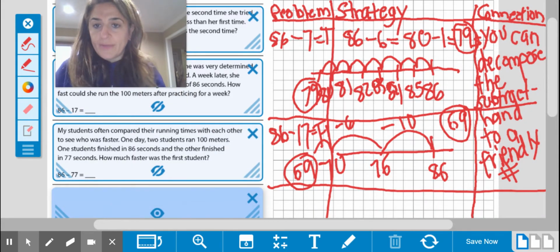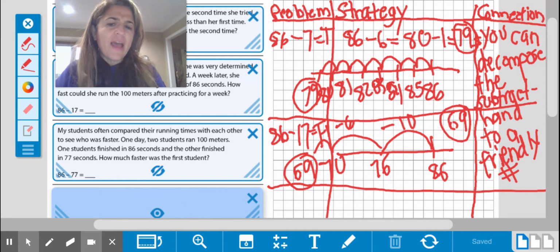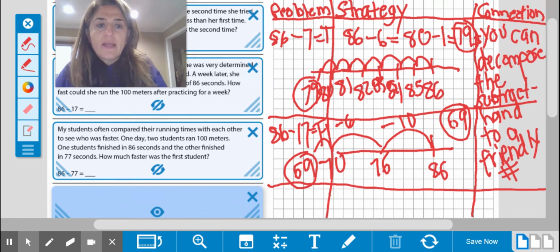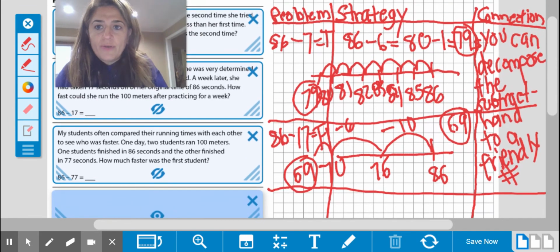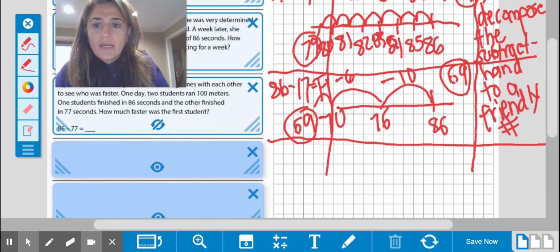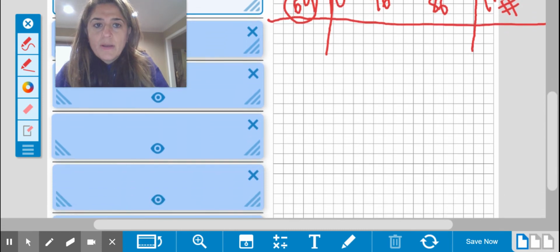My students often compare their running times with each other to see who was faster. One day, 2 students ran the 100 meters. One student finished it in 86 seconds and the other finished it in 77 seconds. How much faster was the first student than the second student? So I'm going to move this up, but if you need to finish copying, pause the video so that way you could finish. All right, I'm going to move this up.